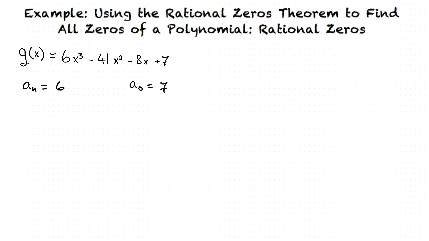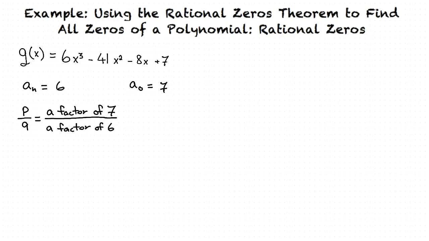Using the rational zeros theorem, we know that the only possibilities for rational zeros of g of x are numbers of the form p over q, where p is a factor of a sub 0 and q is a factor of a sub n. So any rational zero of g of x must have the form p over q, with p being a factor of 7 in our case, and q being a factor of 6.